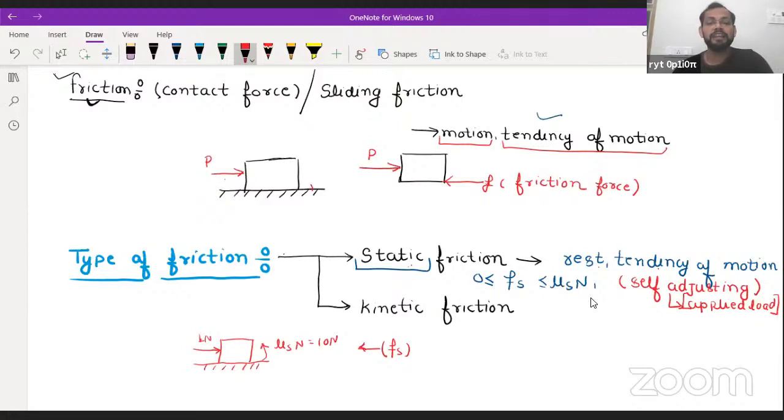The friction in that condition will be equal to the applied force, because it is self-adjusting in nature. If you apply a force of 1 Newton, then it will offer a resistance equal to 1 Newton. When you apply 2 Newton, you will get a friction equal to 2 Newton. And up to the maximum value of static friction, it will offer the same resistance as the applied load. So these are the properties of static friction. I hope this is clear to you. Is there any problem with this concept?